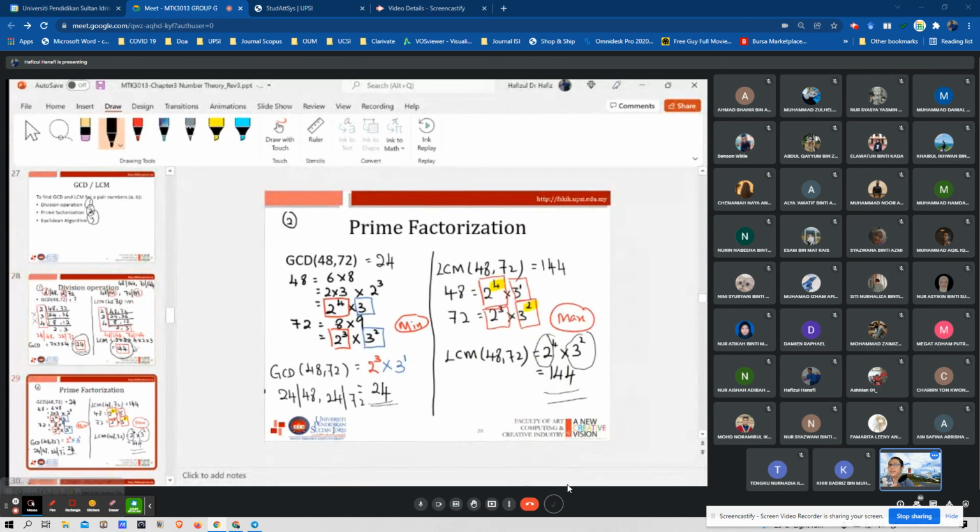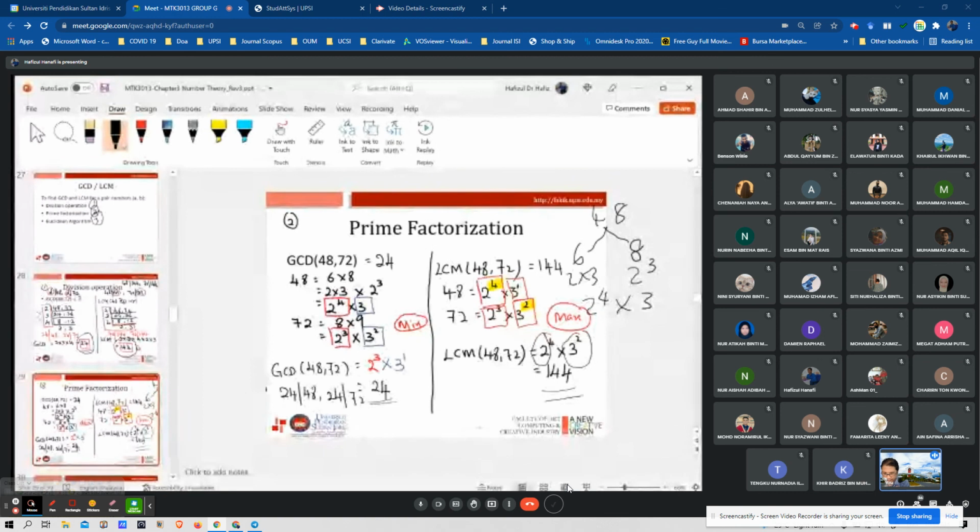Okay, this one, if you want to calculate the prime factorization for 24 and 144, we list out the powers. We factorize like this: 48, then 6 times 8. Okay, and then this one is 2 times 3, this one 2 power of 3. And then we have 2 power of 4 times 3, equal to 48. Same goes to 72: 8 multiplied by 9, 2 power of 3 times 3 power of 2.